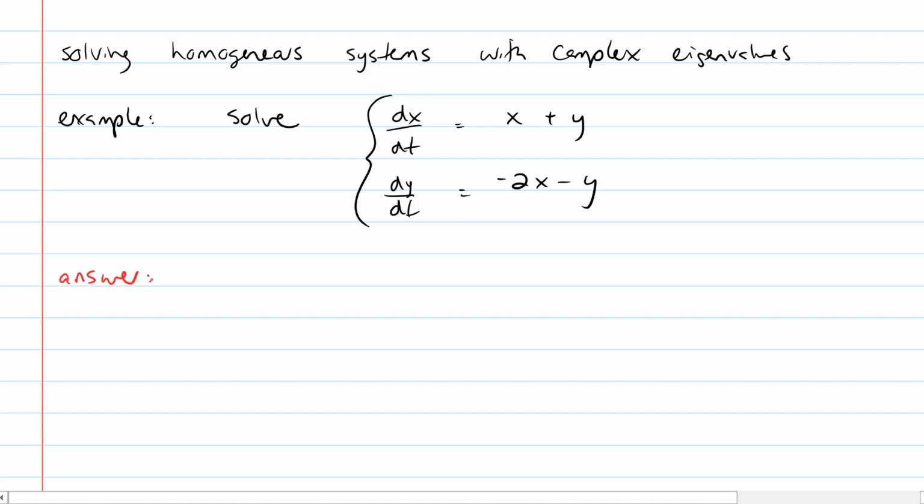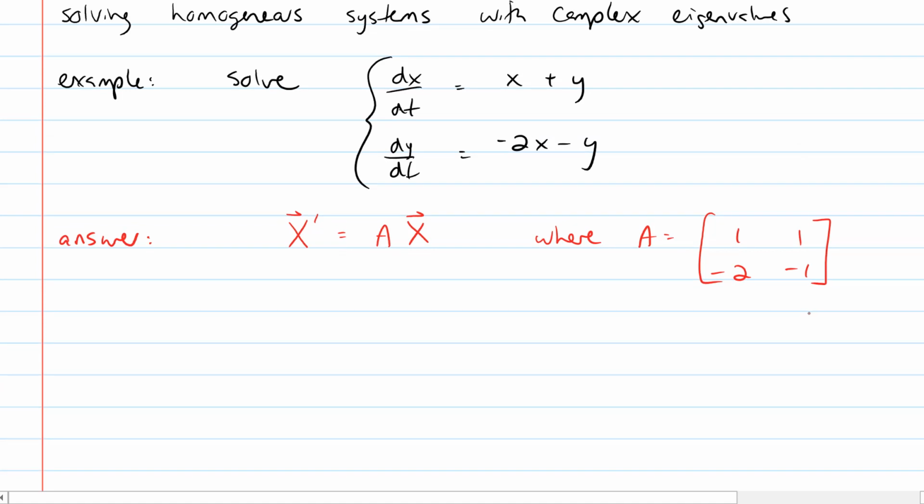If we are to write out our matrix A, remember that we've got vector x prime is equal to A onto vector x, where vector x is just column vector xy, where A is then equal to, and now we just write down the coefficients on x and y: 1, 1, and then -2 and -1. And we want to find the eigenvectors and eigenvalues for this matrix.